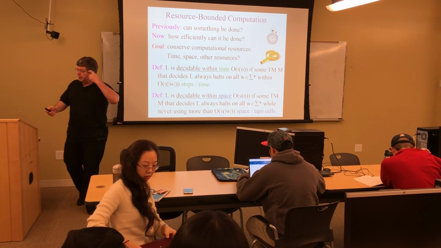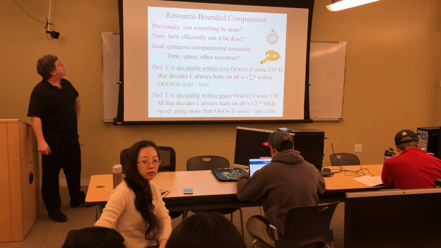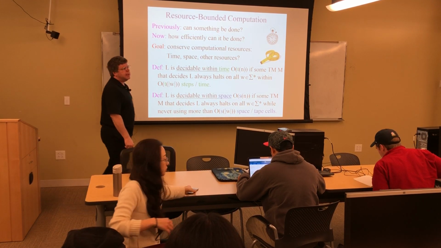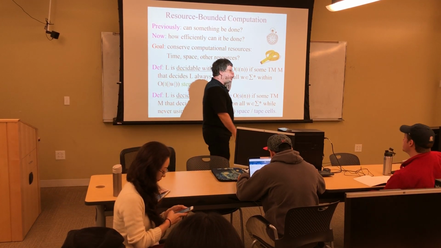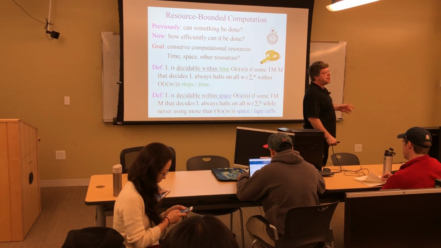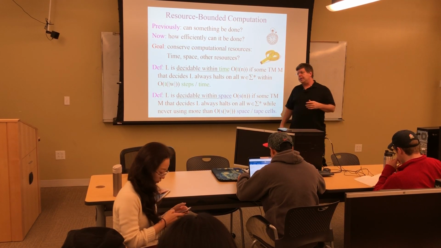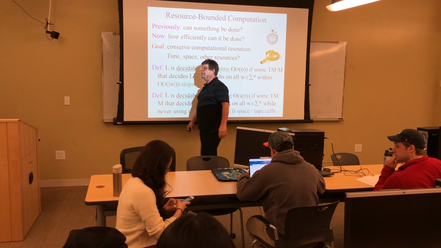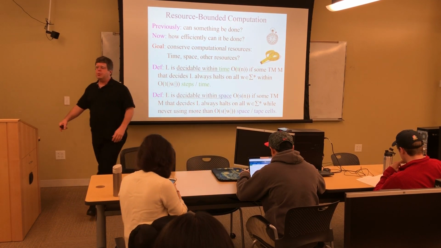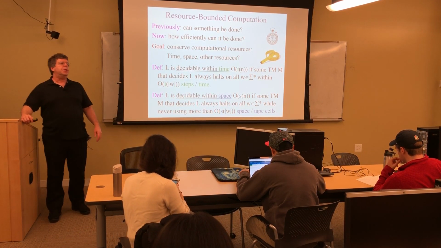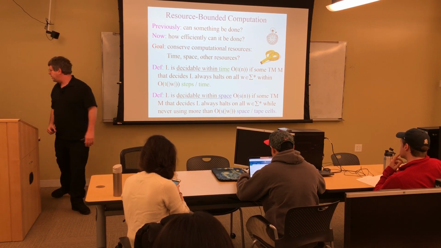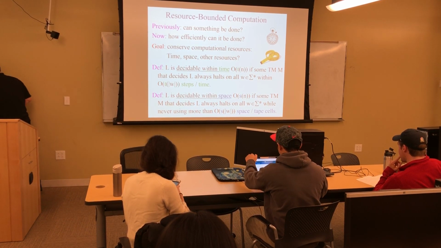Last time we talked about resource-bounded computation. Up to this point in the course, we talked about whether something is possible or not possible. Things are decidable or not decidable. And in fact, we even distinguish between degrees of undecidability, Turing degrees. And we saw that some things are more undecidable than others.